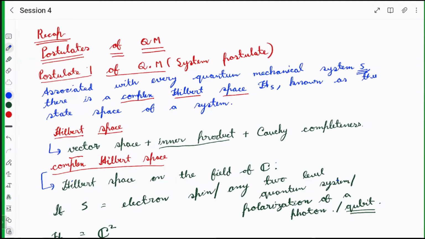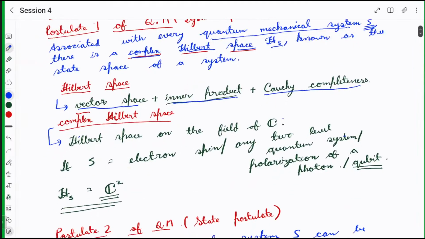So the first postulate was the system postulate. And it said that for every quantum mechanical system, you will have some complex Hilbert space which is associated with it. And we learned what a Hilbert space is. The Hilbert space is just a vector space with inner product and with the additional condition of Cauchy complete. And we saw that the condition of Cauchy completeness meant that there are no holes or gaps in the space. And complex Hilbert space meant that the Hilbert space was defined on the field of complex numbers, the field of C.